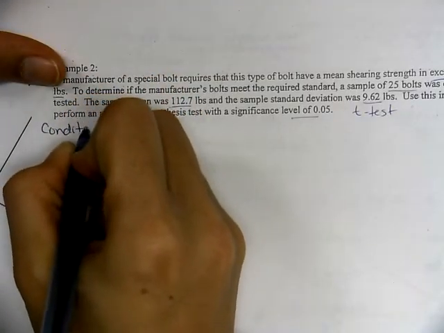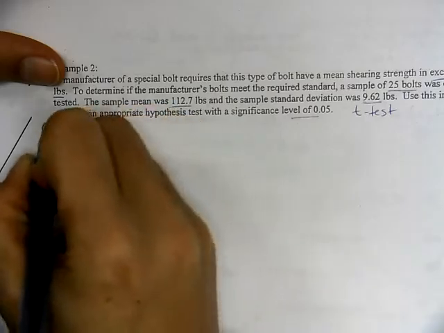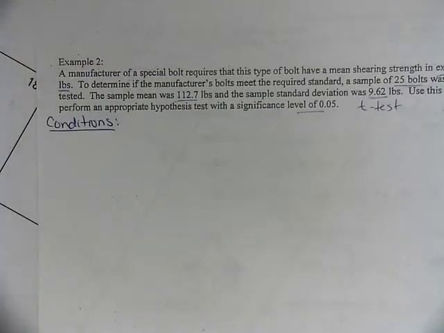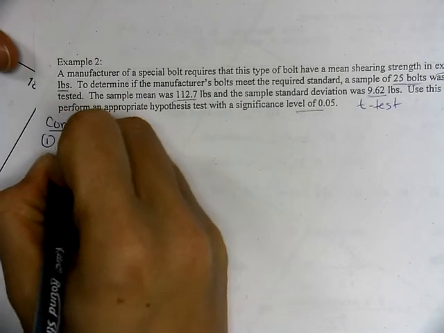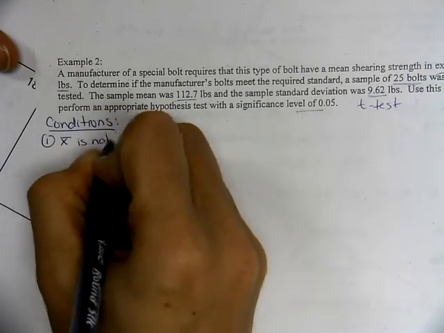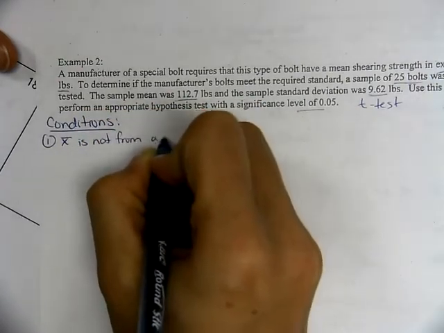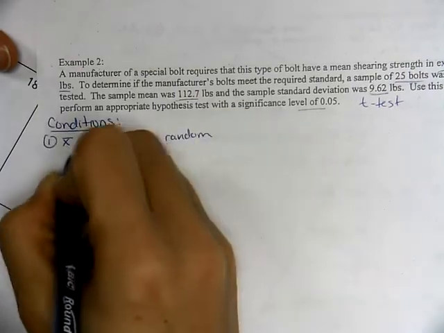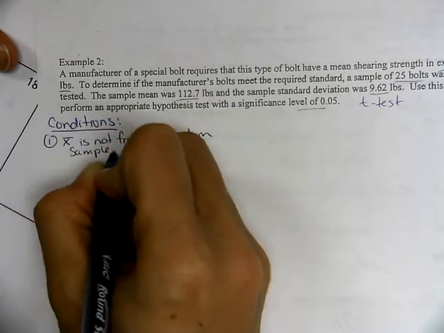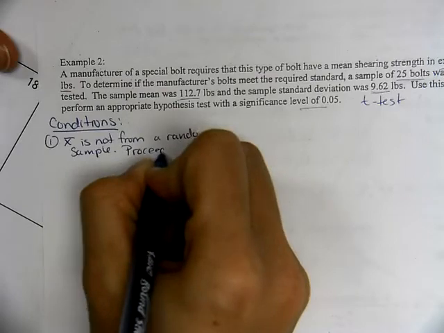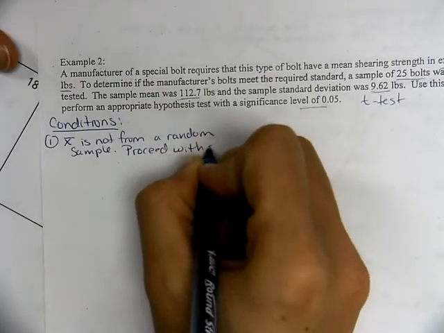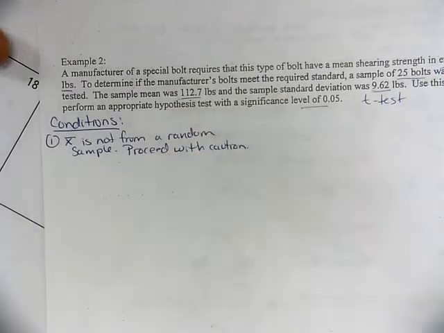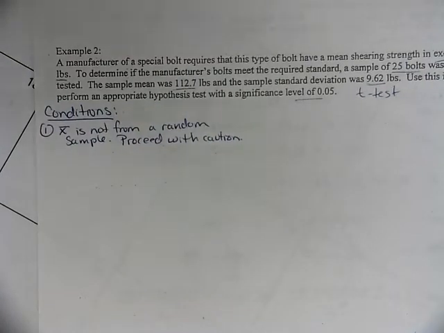Okay, so for your conditions, I think the conditions here are bad. Is this a random sample? We don't know. It doesn't use the word random in it. So if not, you just say X bar is not from a random sample. Proceed with caution. We'll get to, in our conclusion, we'll have to write another sentence.